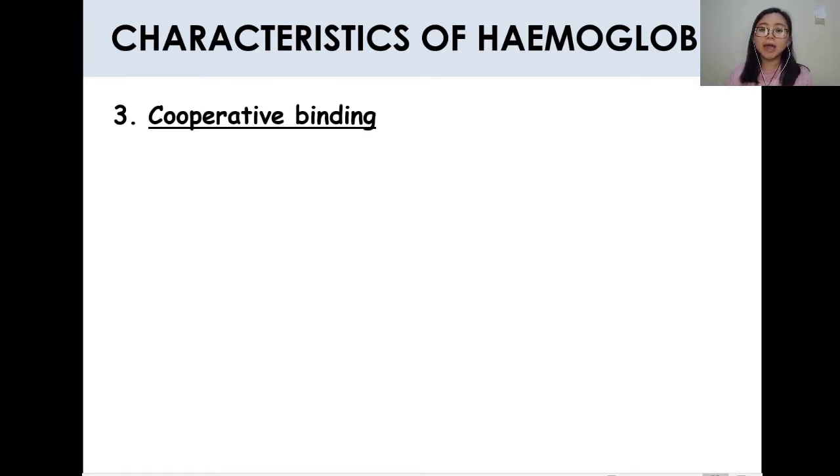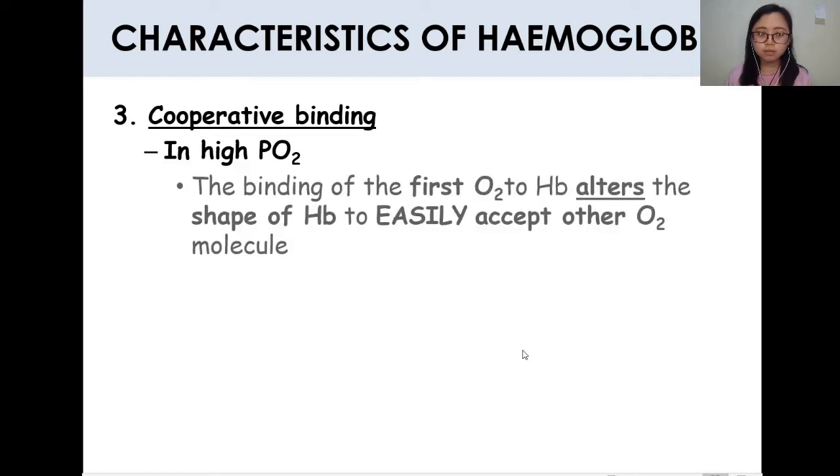Thirdly, hemoglobin has cooperative binding. What is cooperative binding? We need to look at it in two scenarios. When you have high partial pressure of oxygen, which is high concentration of oxygen, the binding of the first oxygen to hemoglobin will alter the shape of hemoglobin to easily accept the other oxygen molecule.